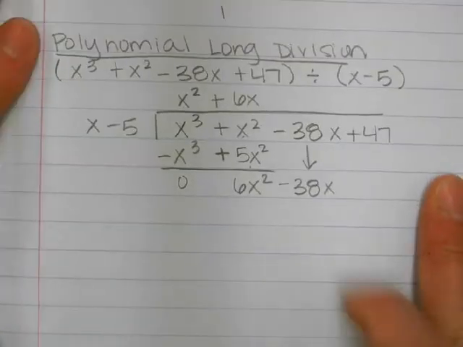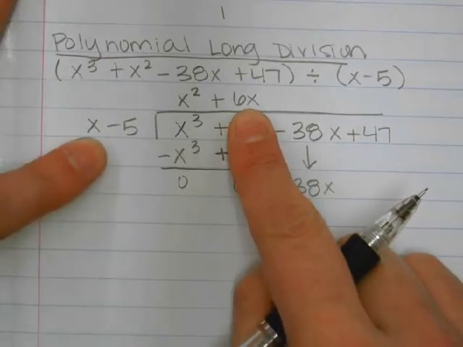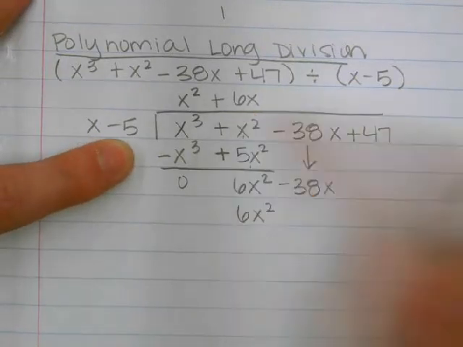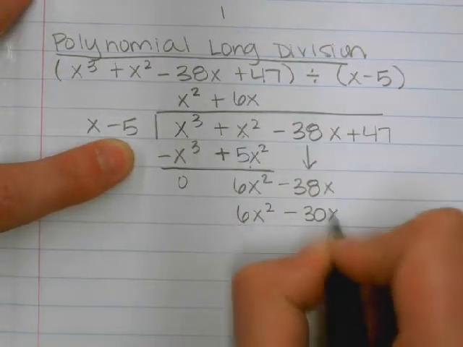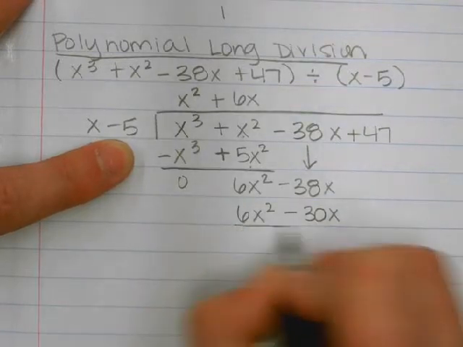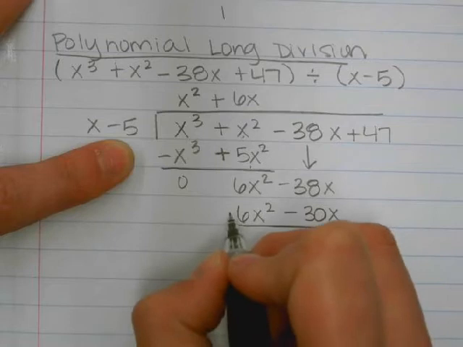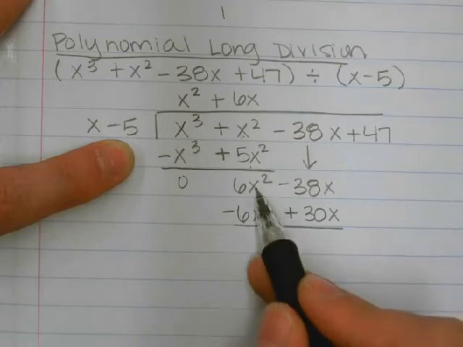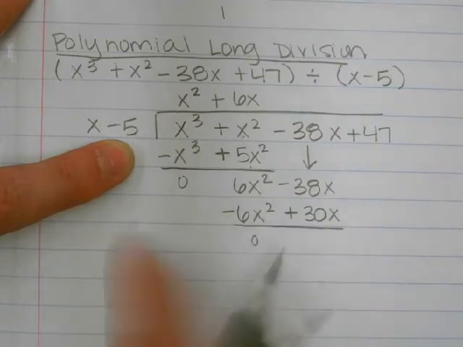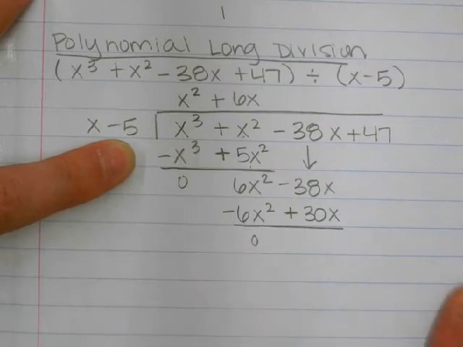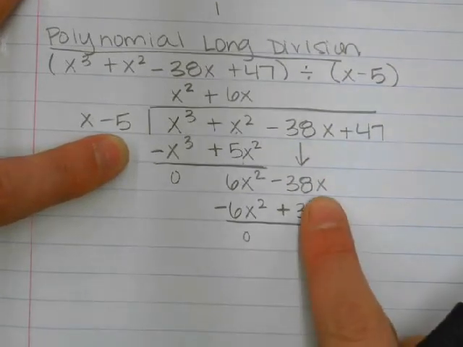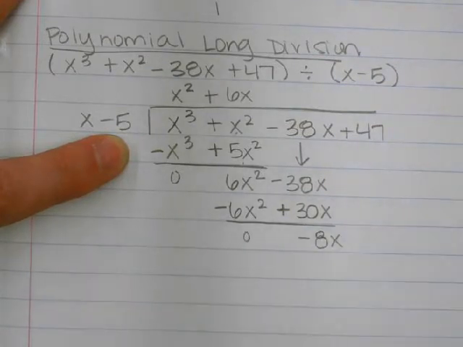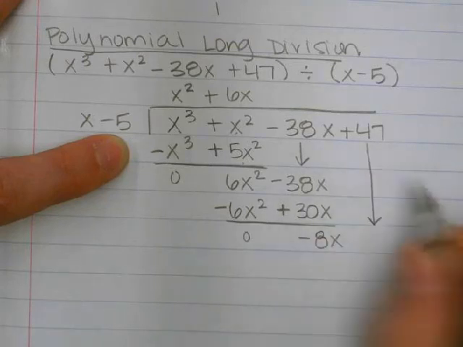So the thing that I have on the top is 6x. 6x multiplied by x is 6x squared. 6x multiplied by negative 5 is negative 30x. And then I draw the line underneath, and I change the signs, because when you subtract things, you change the signs. So 6x squared minus 6x squared is just 0, which again is what I wanted. I should get zeros on the first term. And then if I look here, I have negative 38x and positive 30x, and that gives me negative 8x. And now I can go ahead and drop down the next term.